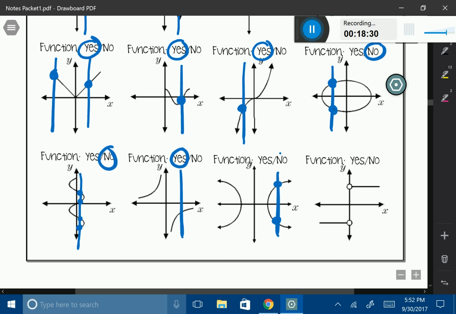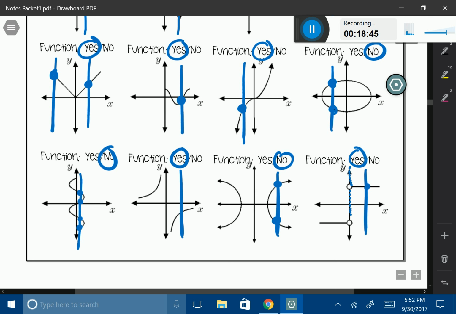What if I put my line right here? That would definitely make it a function, right? But what if I put it right here? What if I put it down right here on my actual y-axis? You can see that it's there.